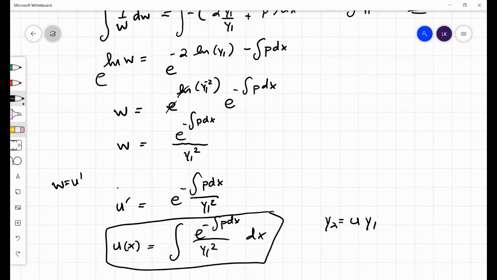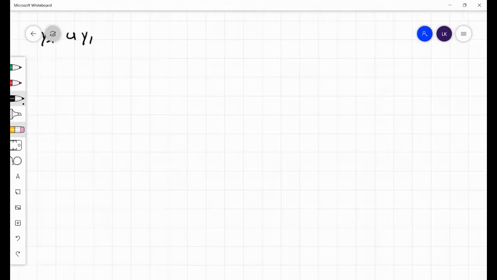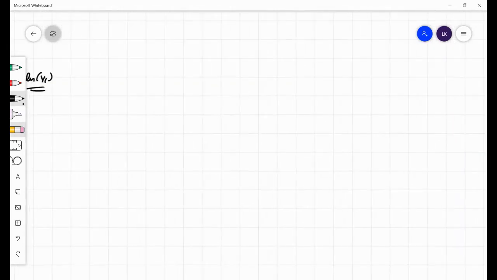Okay, so let's do another one like this, and maybe this time we'll use the formula really quickly, but also go through this procedure with the example as well.